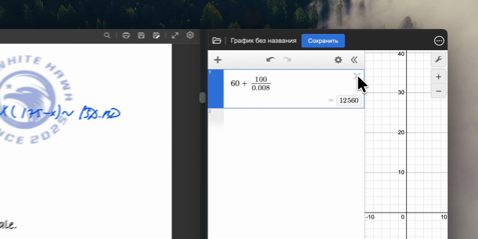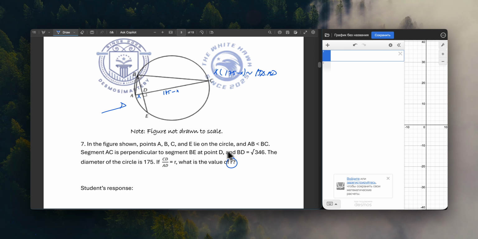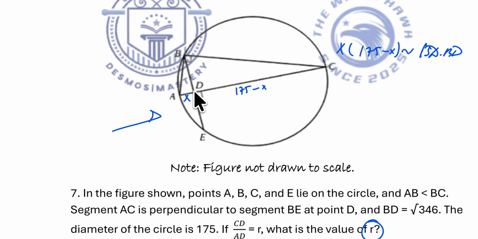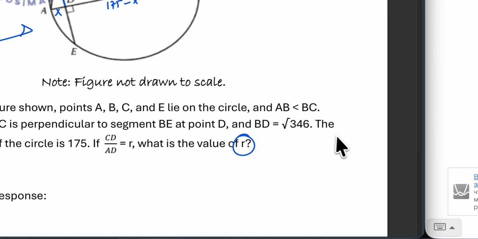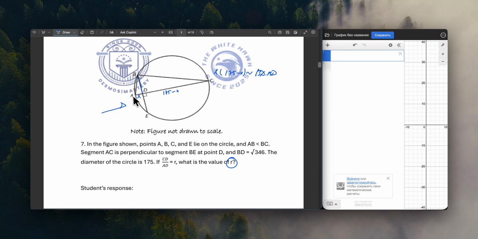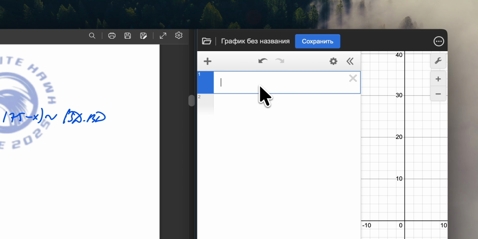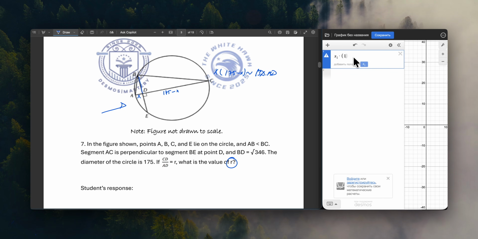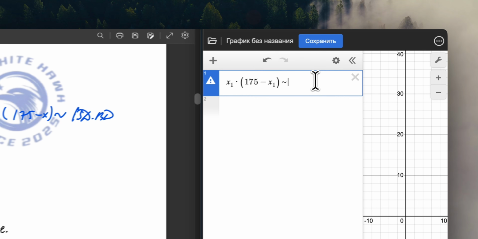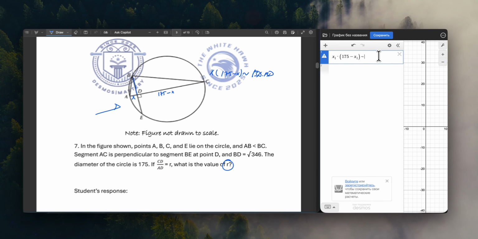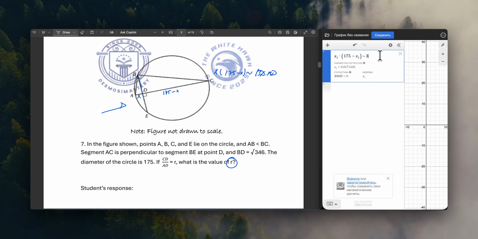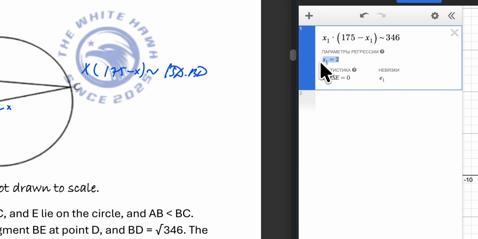We use Desmos. We have here the segment AC is perpendicular, like its diameter, and we have BD and DE, and the diameter of the circle is 175. That means AD is X. We need to find X, and the next part DC is 175 minus X, which leads us to use the equivalence: X times (175 minus X) is equivalent to BD squared, like 346, which gives us X is 2.